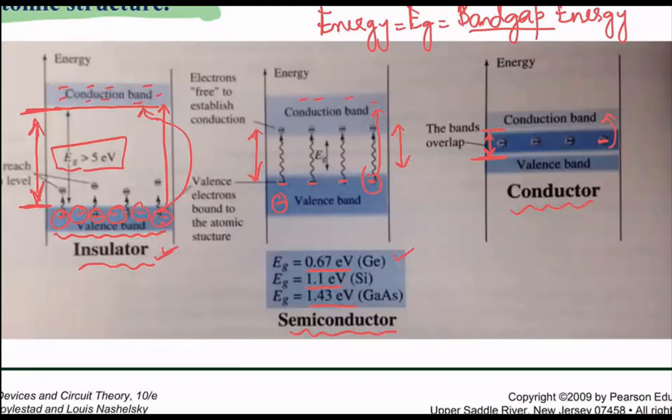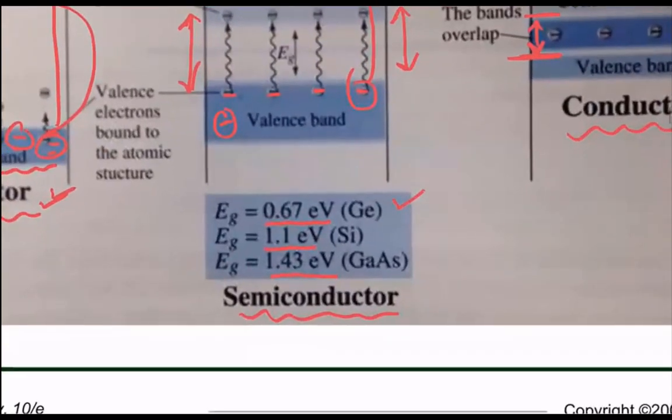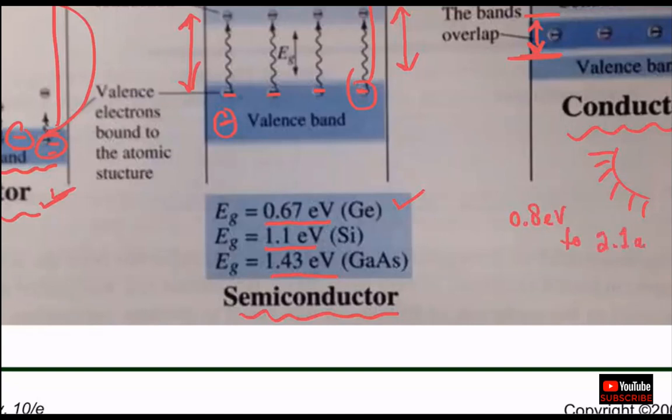Okay, so if I asked you, say you have a sun here. The sun emits band gap energy, and those energy levels are in the range from 0.8 electron volt to 2.1 electron volt. Before I throw this question to you, I also want to explain one more thing here.